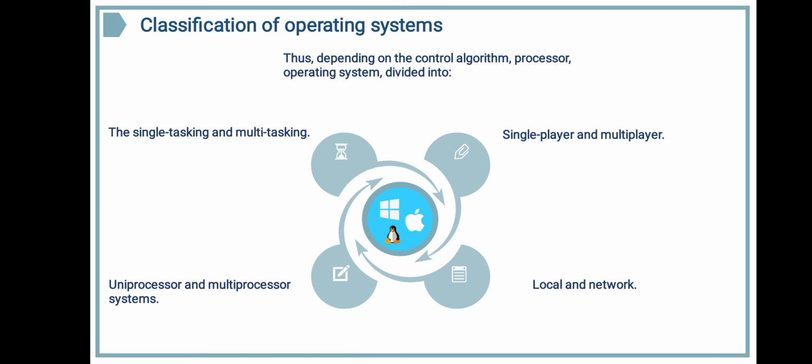Classification of operating systems: depending on the control algorithm and processor, operating systems are divided into single-task and multitasking, single-user and multi-user, uniprocessor and multiprocessor systems, and local and network.